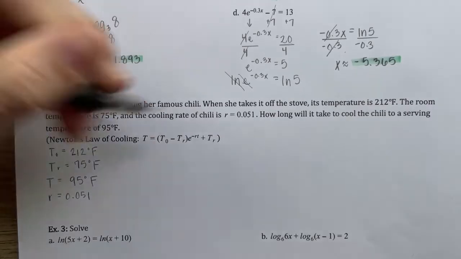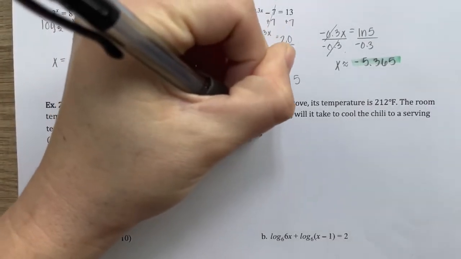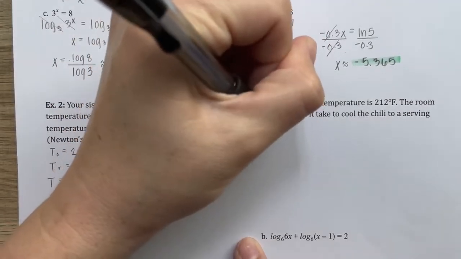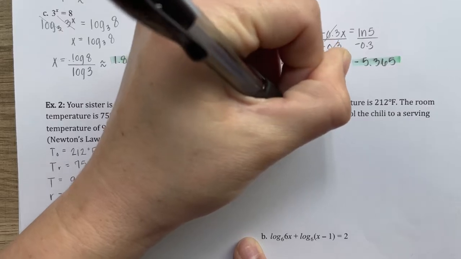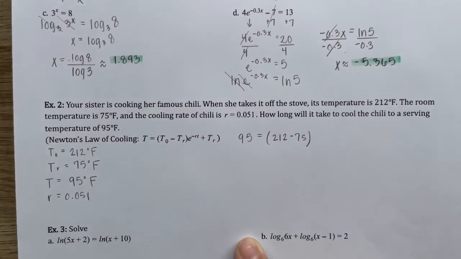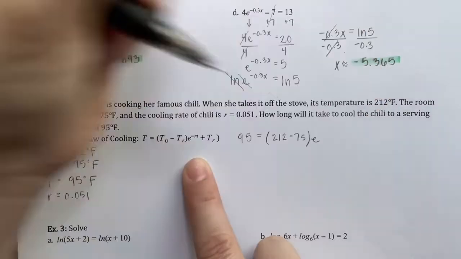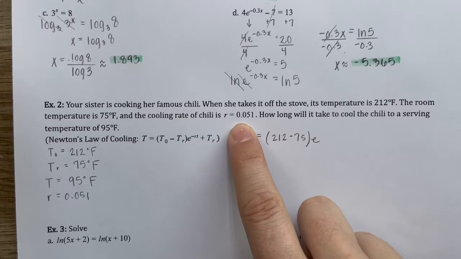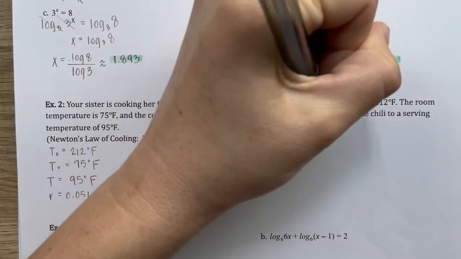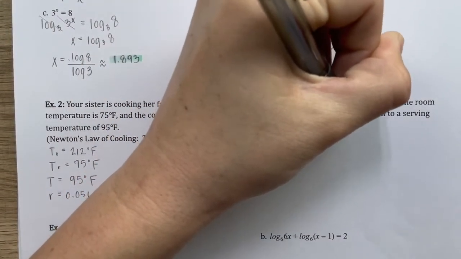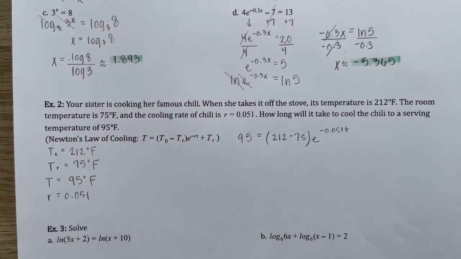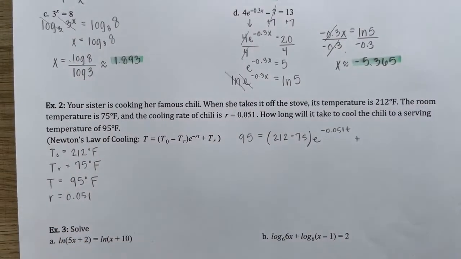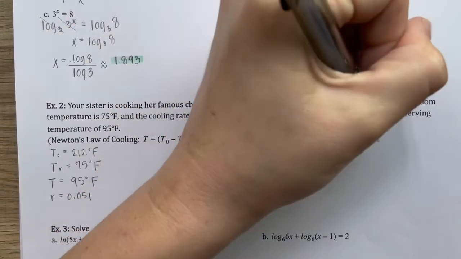So 95 equals, in parentheses, T sub 0 minus T sub R. So 212 minus 75, and then times E raised to the negative RT, so negative 0.051 times T. Because we're trying to find the time, so we're solving for T here. And then plus T sub R, so plus that 75 degrees, the room temperature.